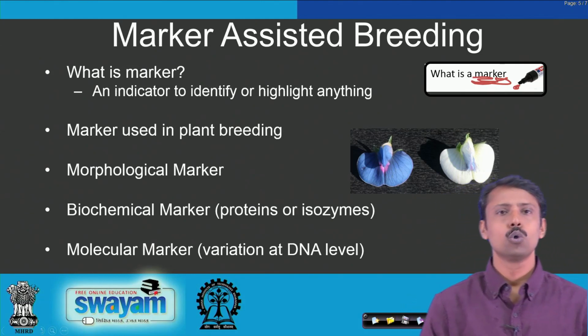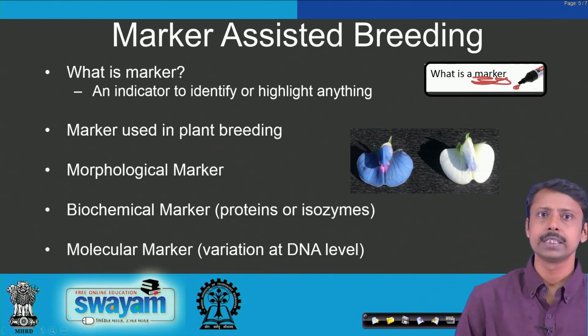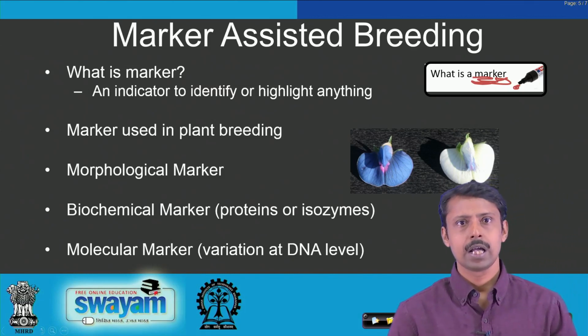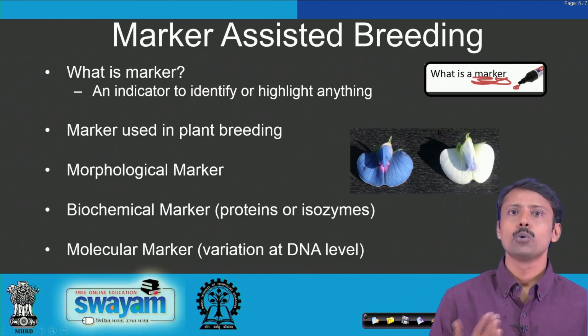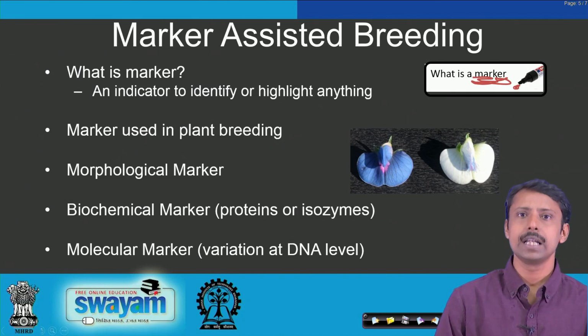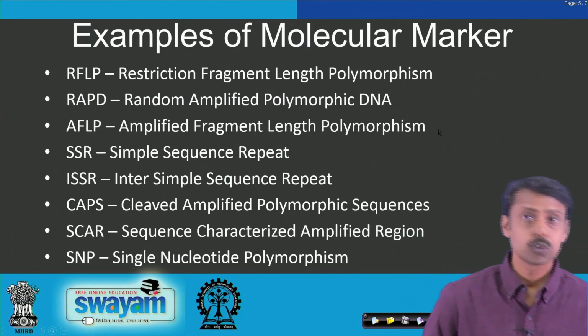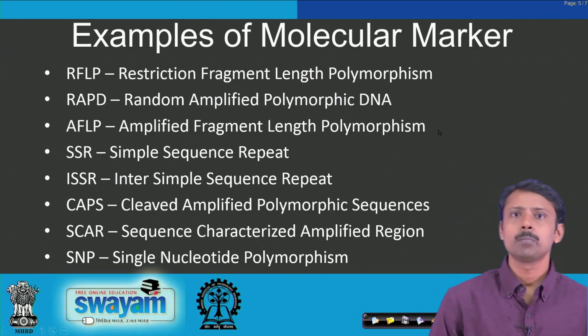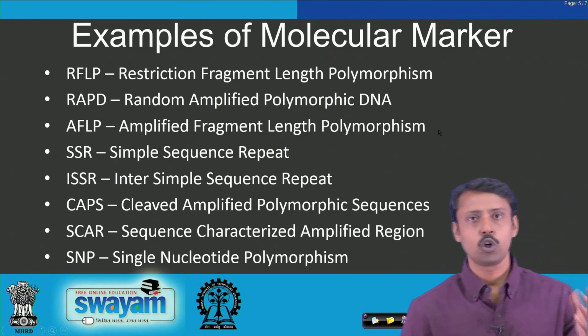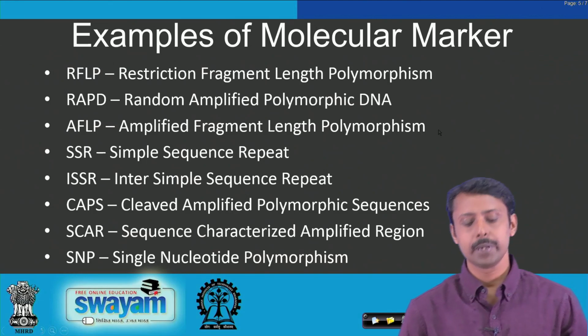And the last one, which is highly used nowadays, is the molecular marker. In molecular markers we mostly deal with variation at the DNA level. These are some examples of normally used molecular markers in plant breeding.